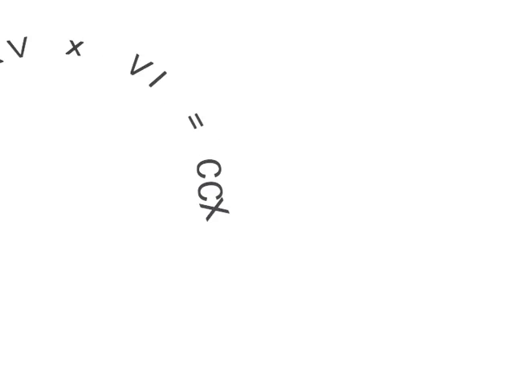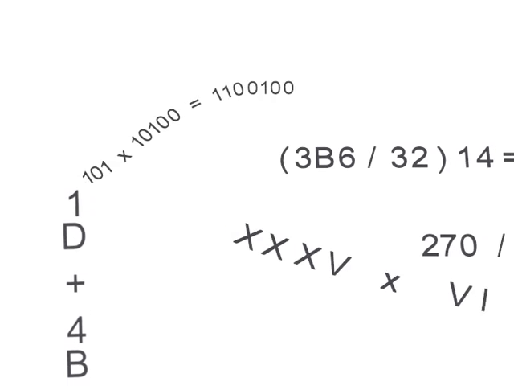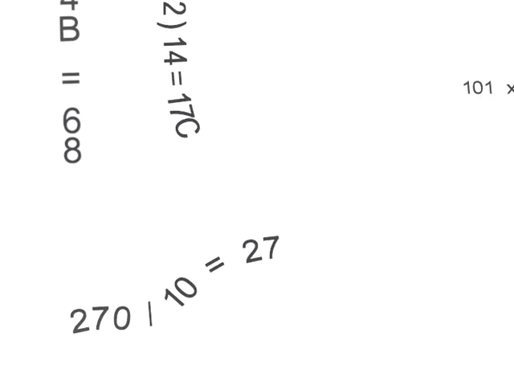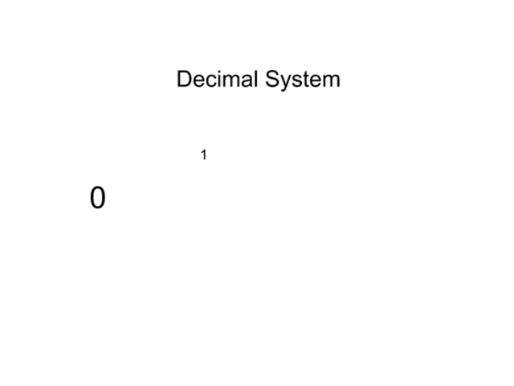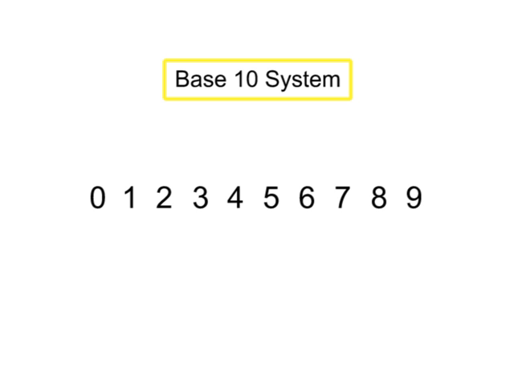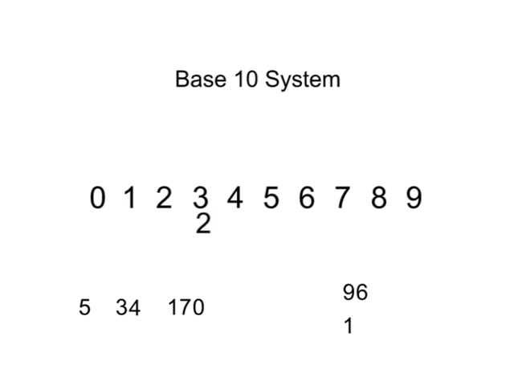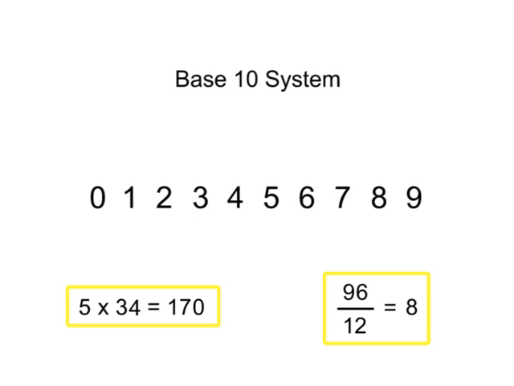Various numbering systems use symbols to refer to a number of items. Our common decimal system uses 10 numeric symbols: 0, 1, 2, 3, 4, 5, 6, 7, 8, and 9. Sometimes called the base 10 system, we use this system to write numbers and perform mathematical operations.